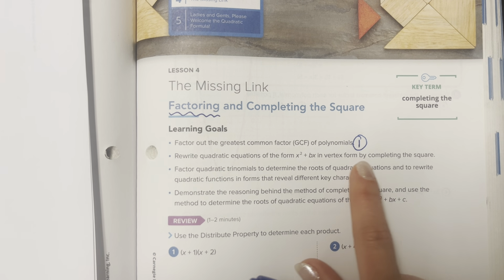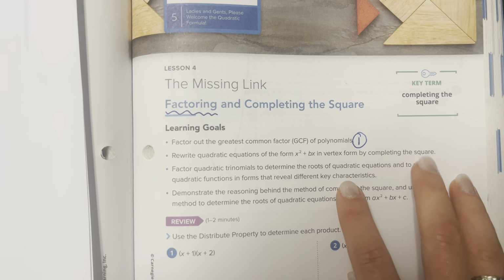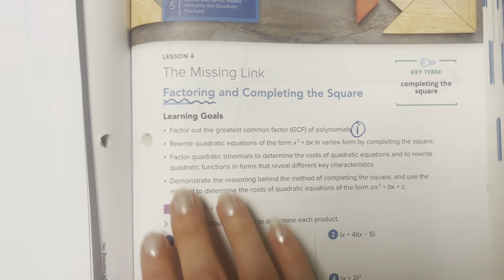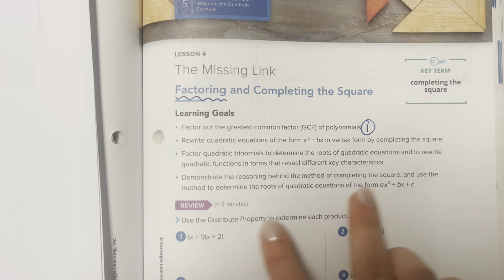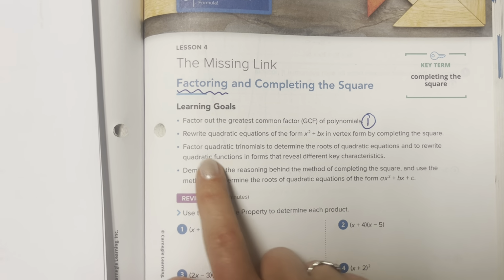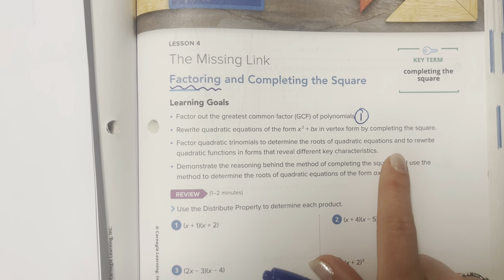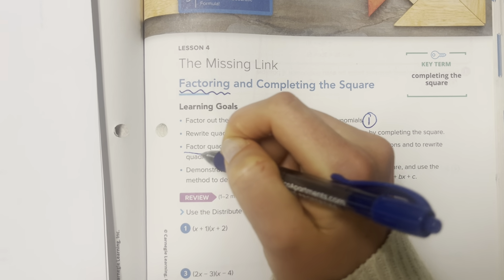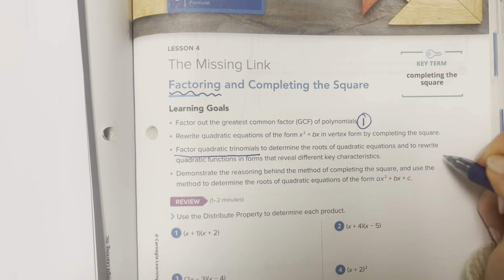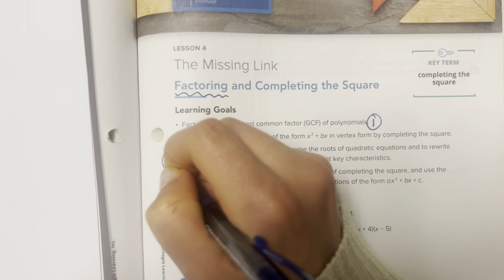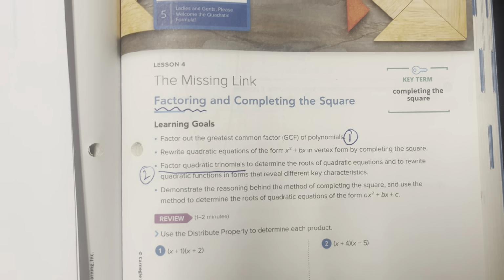Rewrite quadratic equations in vertex form by completing the square. We're going to skip that, but you should know how to do it. And then we're going to complete the square, use method of quadratic. So I think it's going to be this, factoring quadratic trinomials. That's number 2. So factoring is something we've actually already touched on.